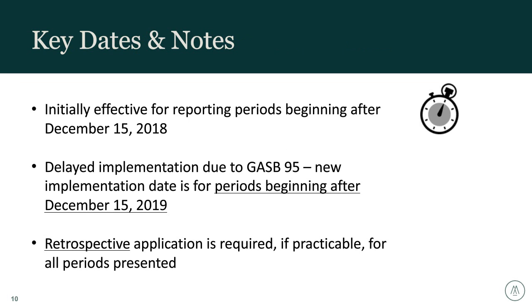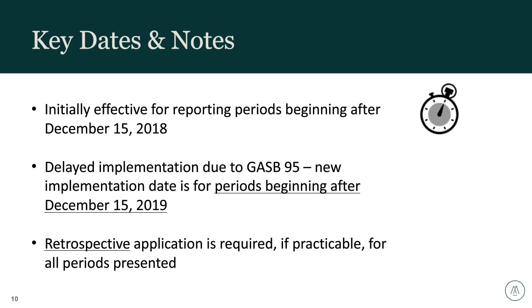I know I mentioned the initial effective date previously, but also hinted at the fact that GASB 95 allows for deferral of the effective date. And in this case, the deferral period is up to 1 year from the original effective date. So that means that GASB 84 can be implemented for periods beginning after December 15th, 2019. You've got a little extra time to work through this one if you haven't already.